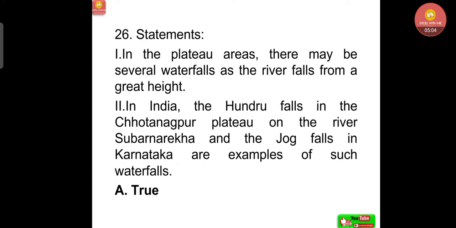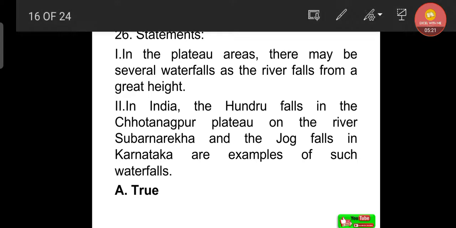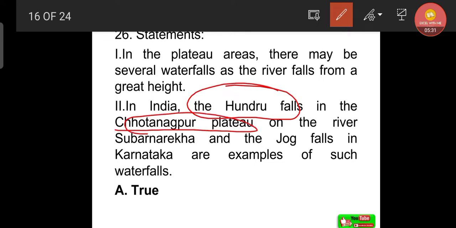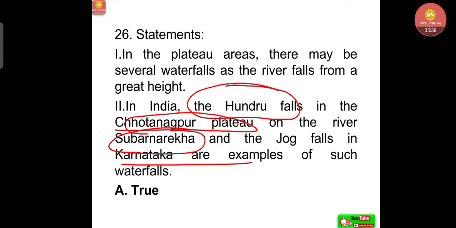Now the statements, in the plateau areas there may be several waterfalls as the river falls from a great height. Now in India, the Hundru falls in the Chhotanagpur plateau on the river Subarnarekha and the Jog falls in Karnataka are examples of such waterfalls. Which kind of waterfalls? They fall from a great height. We have to remember these, the Hundru falls and the Jog falls are examples of such great height waterfalls.